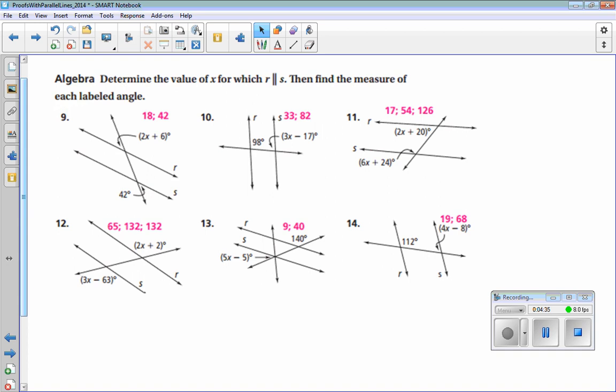So I'm not sure, there it goes. Go ahead and check here. So we have the value of x and then the angle. So in number 9, x was 18 and the angle measure was 42. And so just double check your answers with those there. And we can go over any ones that you weren't sure about how to do or any ones that you got incorrect. So let me know which ones you'd like to look at.